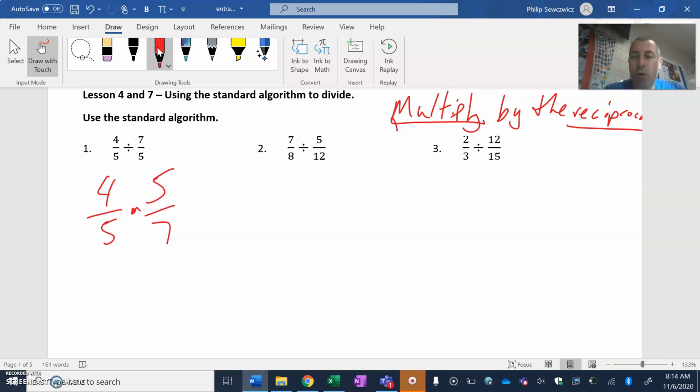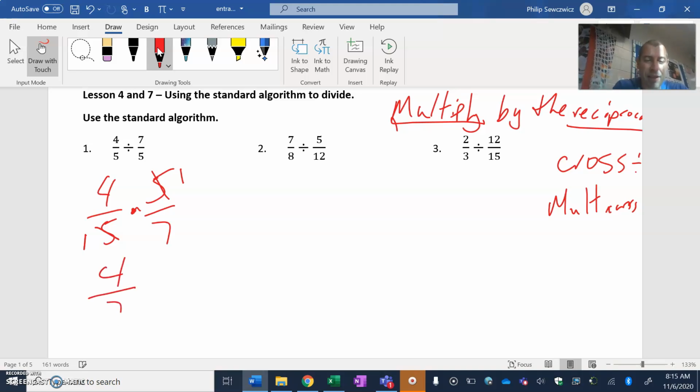The next thing to look for was any sort of cross division. We're looking on the diagonals. And we can divide both of those fives by 5. So 5 divided by 5 is 1, 5 divided by 5 is 1. And then we can go ahead and multiply across. So 4 times 1 is 4, and 1 times 7 is 7.